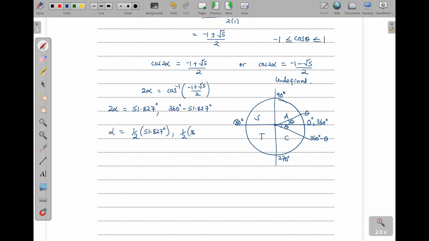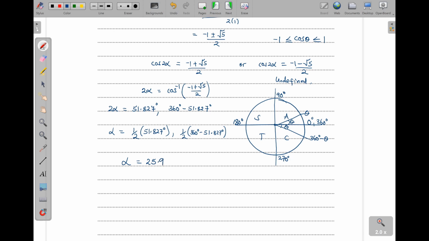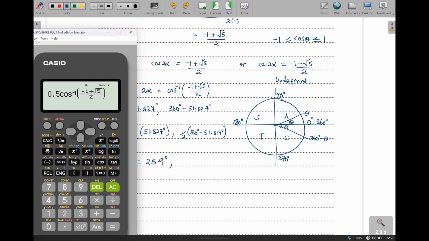Okay, so our alpha is going to be a half of this 51.827 and also a half of this 360 minus the 51.827. So what do we get as our final answer? So we are going to say a half of this, so 0.5 times that. That one will be 25.9 whatever, but I'll take to 1 decimal place, 25.9 degrees. And then the other one is going to be, remember it is 360, then minus that angle we got, then after we divide it by 2, that's why I've left the 0.5 here. Okay, so we get 154.1.